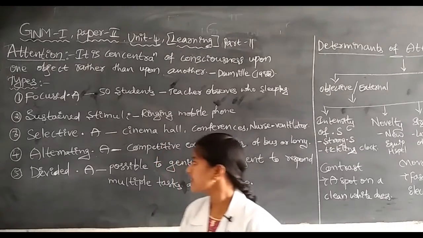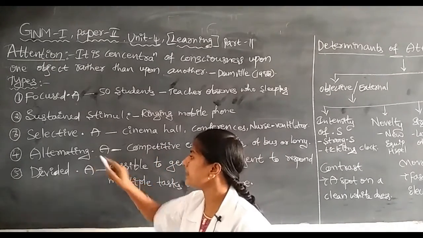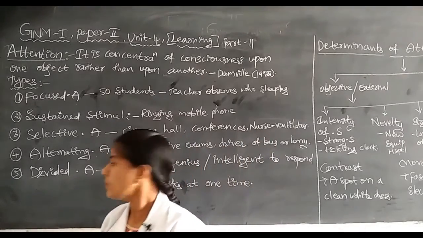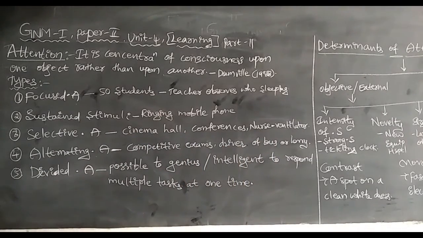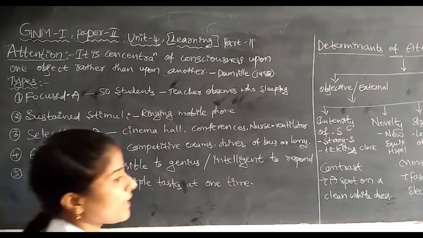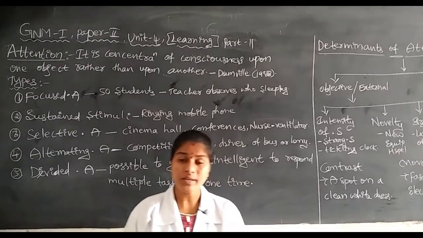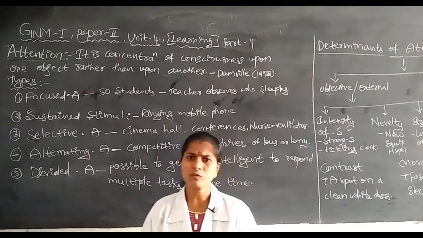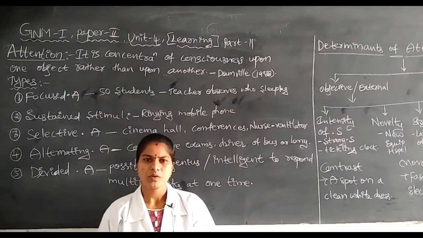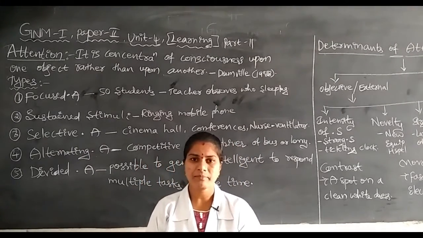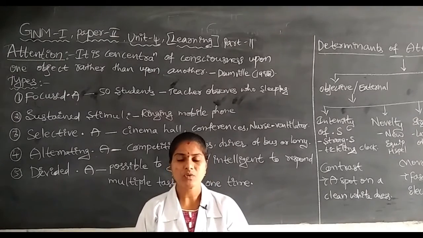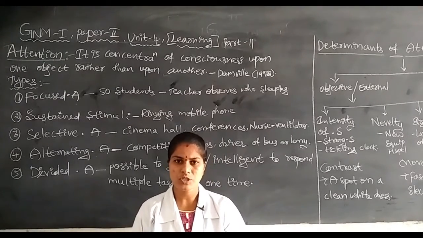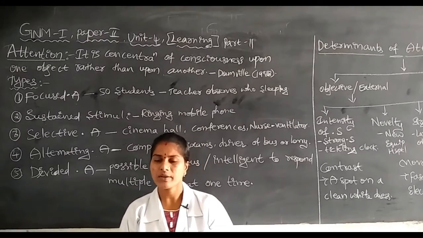Next another one, that is the alternating attention. In this alternating attention we should have many situations. If we lose one situation, we have another option, another alternative also. For example, there are so many competitive exams, no? In the first competitive exam we attempted, we are not selected or not qualified for a good job. Next we should proceed to another one.